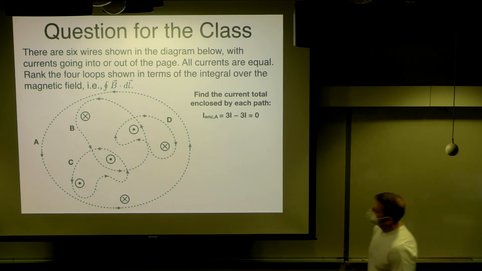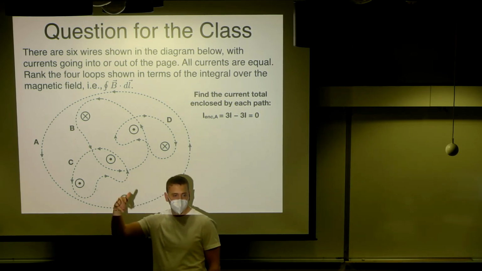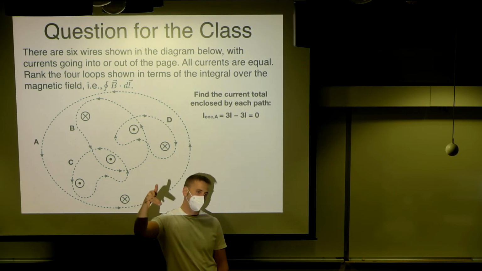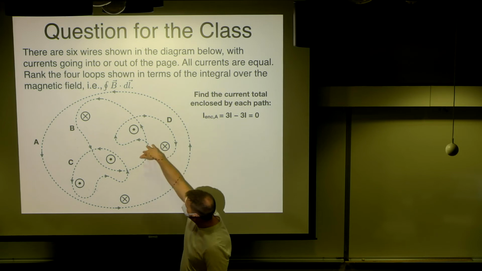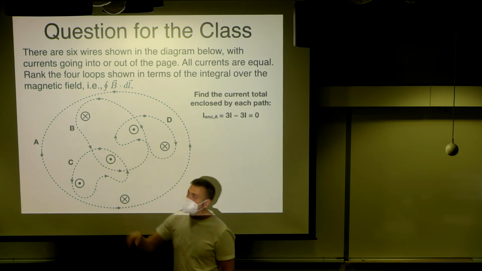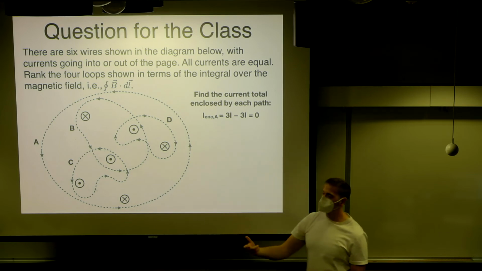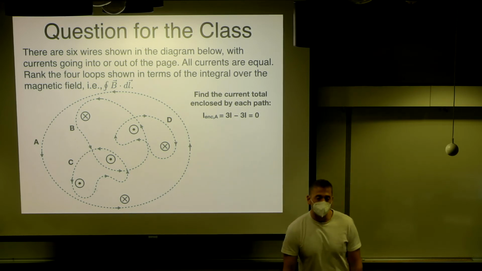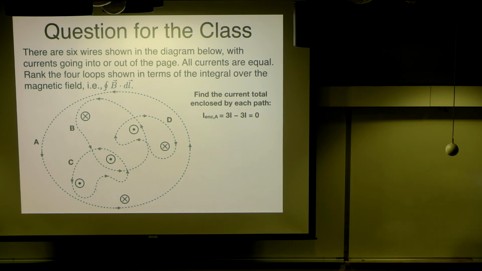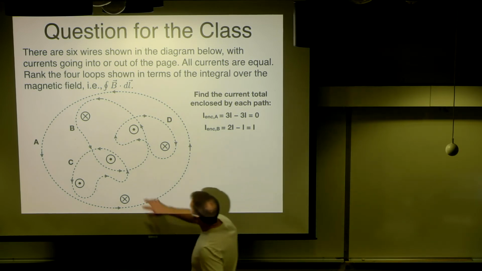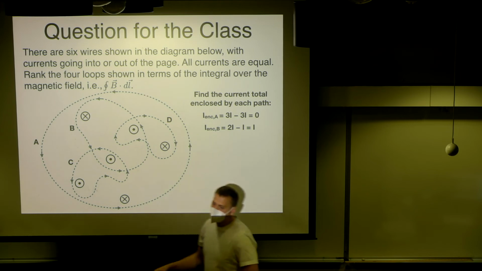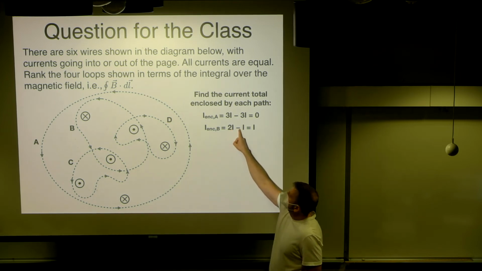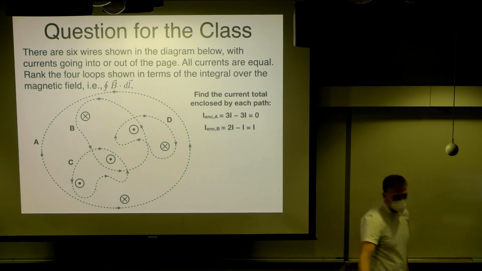If we do path A, we have 3 currents, which we'll just call I, coming out of the page. But we also have 3 going into the page. We are enclosing all of those. So the total enclosed is 3I minus 3I. Actually, that works out to effectively enclosing 0 current, okay? So when we think about enclosed current, opposing currents cancel, okay? For B, the enclosed current, if we think about it, we have 2 that are coming out of the page, 1 going into the page. So that's 2I minus I, the total is I, right?